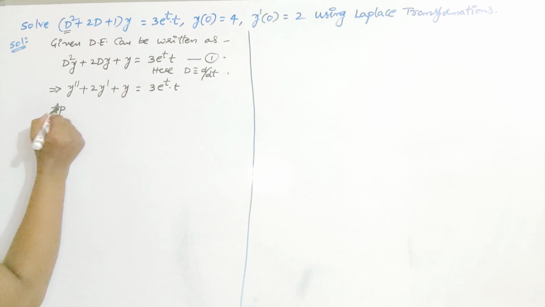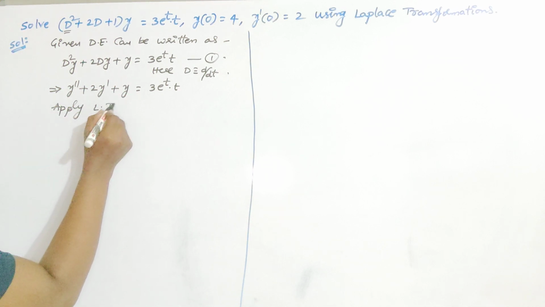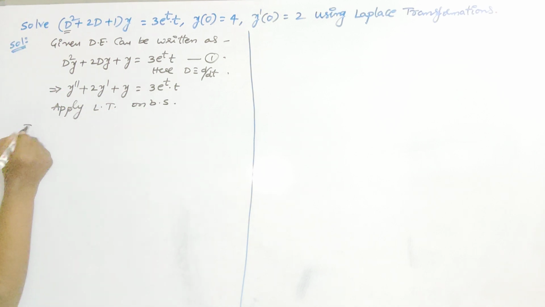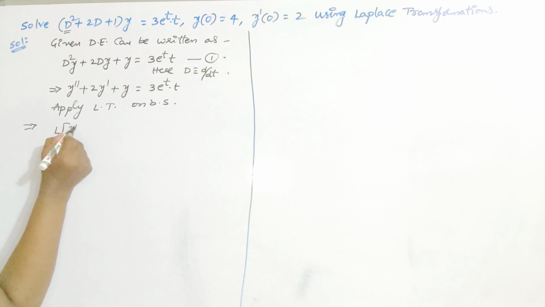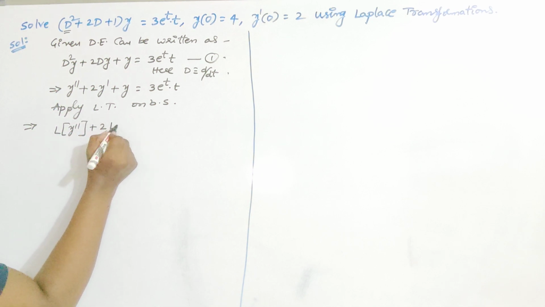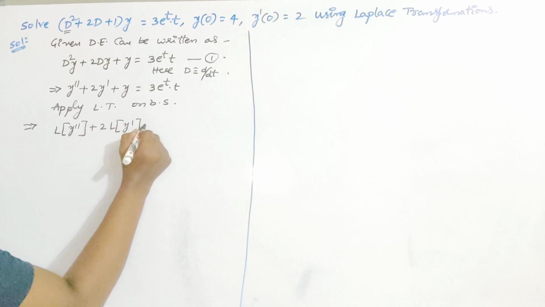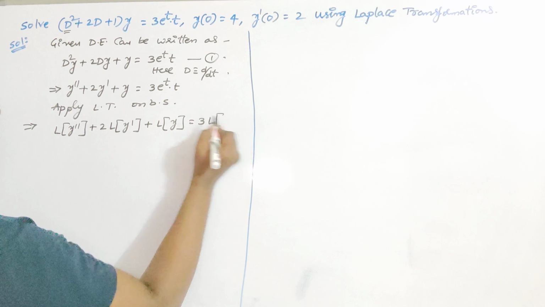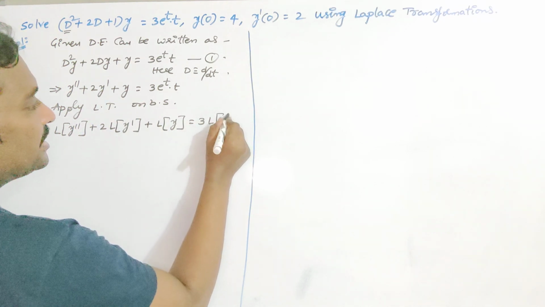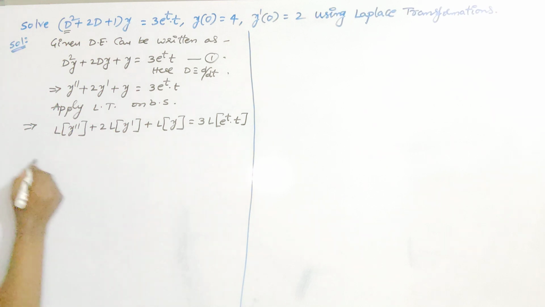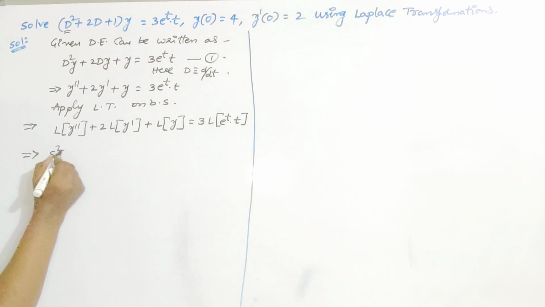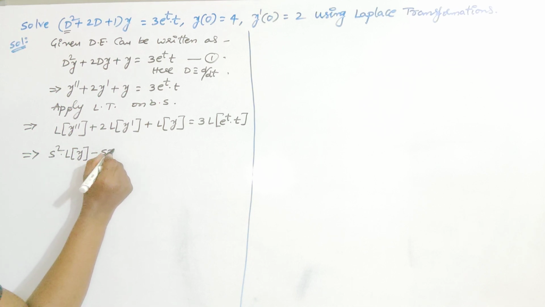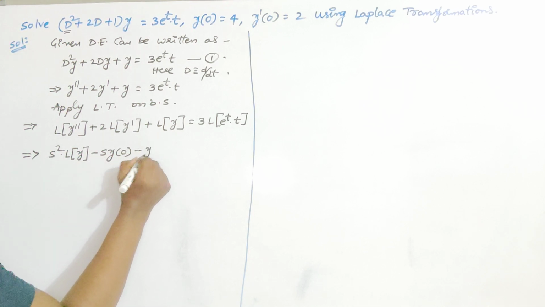Apply Laplace transform on both sides. According to the procedure, we have to apply Laplace first on both sides. So, you will get L of y double dash plus 2 into L of y dash plus L of y is equal to 3, the constant term, which stays outside of the operator, here e power t into t. So, what about the L of y double dash? You know that L of y double dash is nothing but s square into L of y minus s into y of 0 minus y dash of 0.